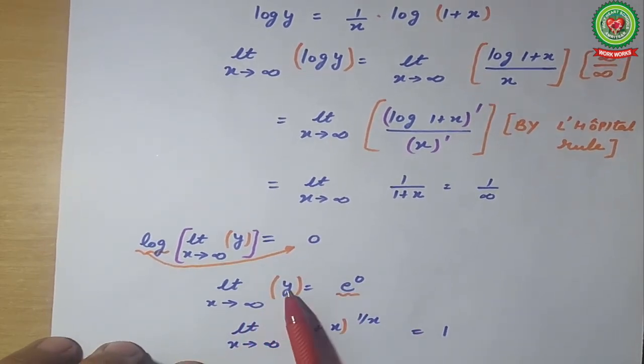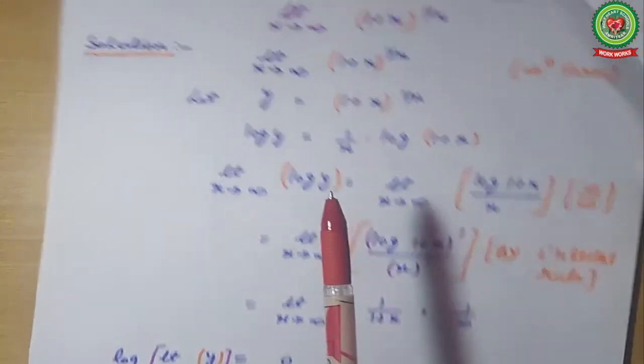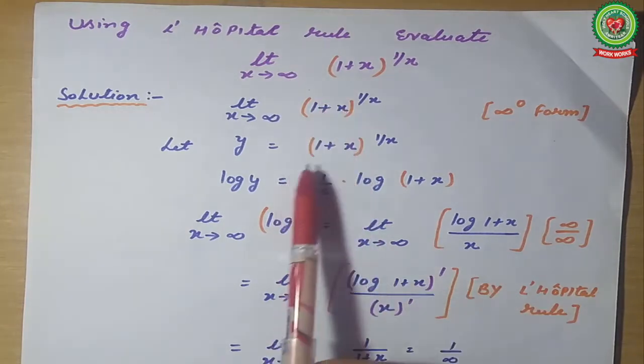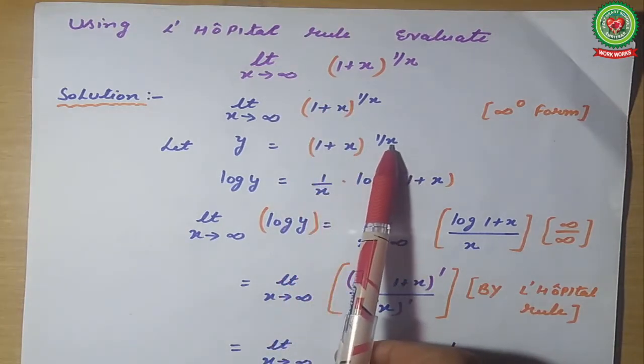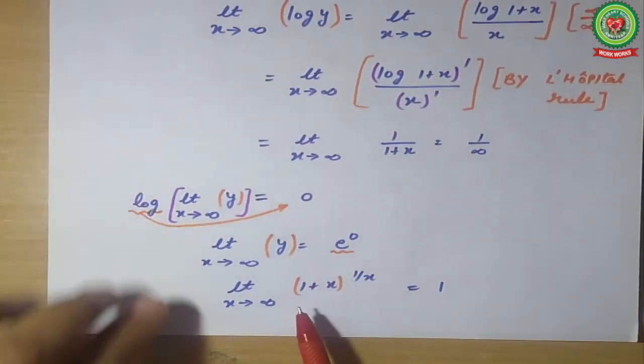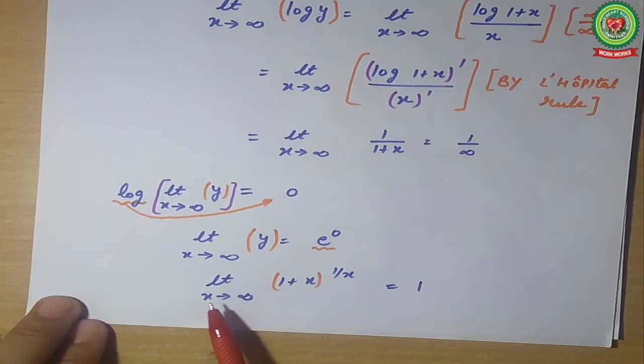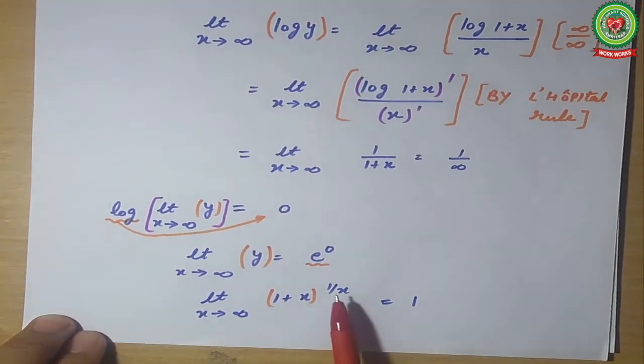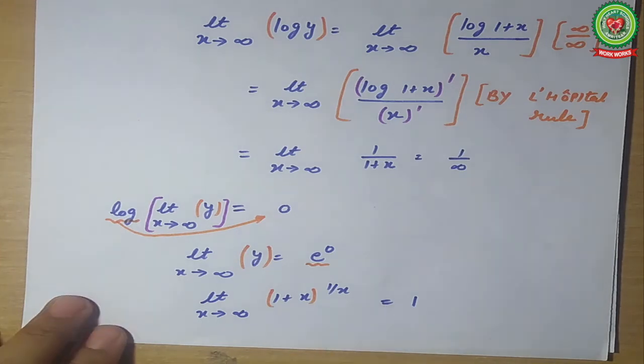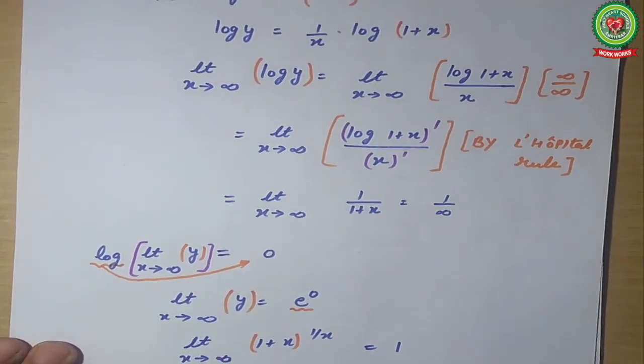So what is the value of y in the starting? Value of y in the starting is 1 plus x raised to power 1 upon x. You will put this value at the end there. Limit x approaches infinity, 1 plus x raised to power 1 upon x. Answer is e raised to power 0. Whatever base, power 0 without limit is equal to 1.